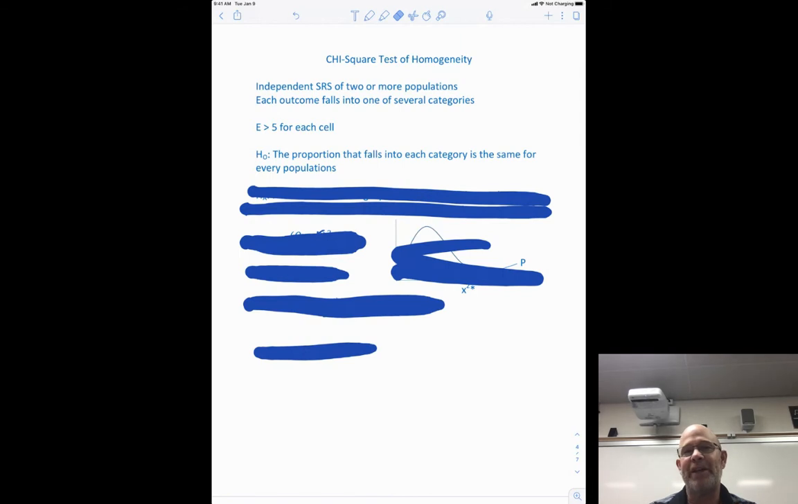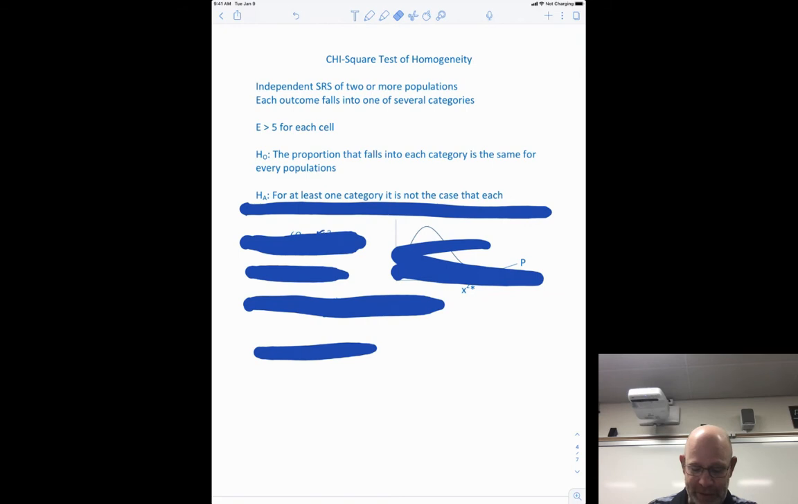It would be specific in our problem. The proportion that falls into each category is the same for every population, or for each of the populations. Again, we'll be very specific in our problem. So for the tau problem, I would say something like the number of breaks is the same for brand 1, brand 2, brand 3. And we're going to do another example, which you'll see.